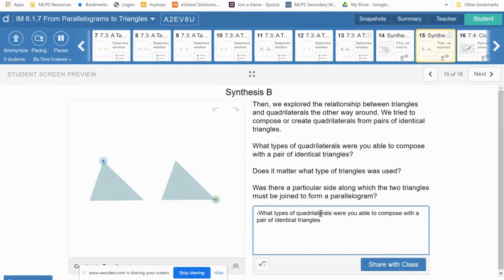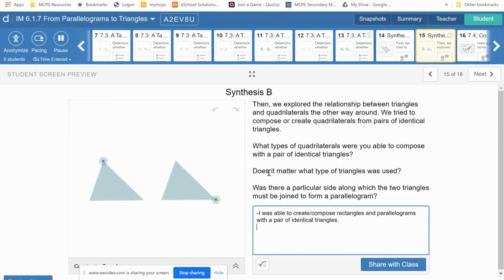What was I able to make? What types of quadrilaterals? I was able to create rectangles and parallelograms. So actually, I didn't need all that. There we go. I was able to create, or what's another word for create? Compose. I was able to create / compose rectangles and parallelograms with a pair of identical triangles.